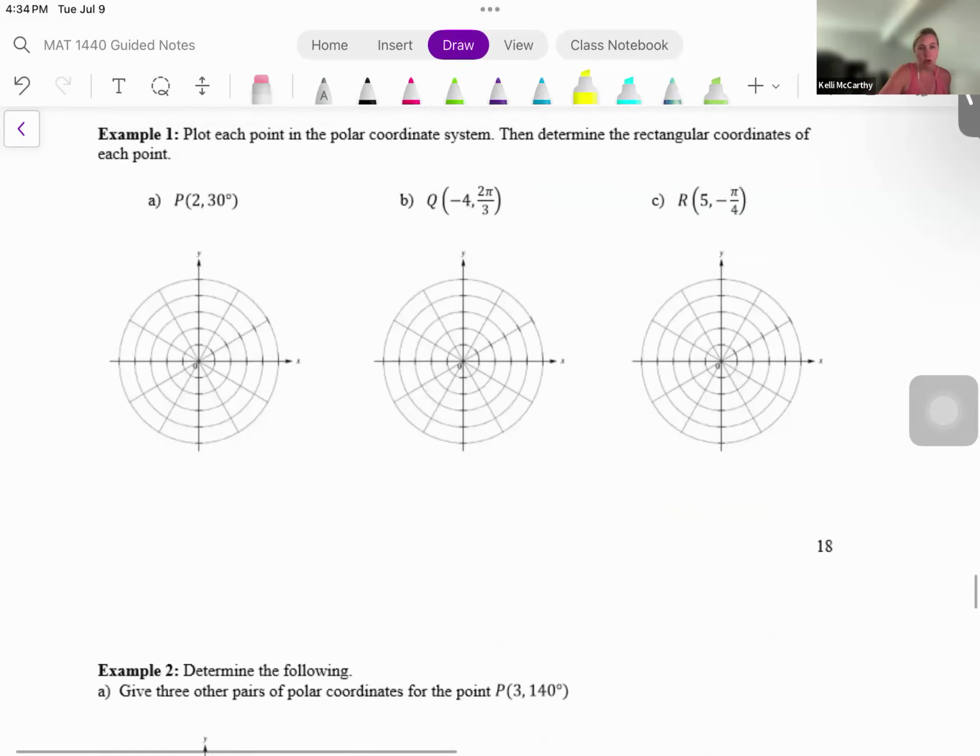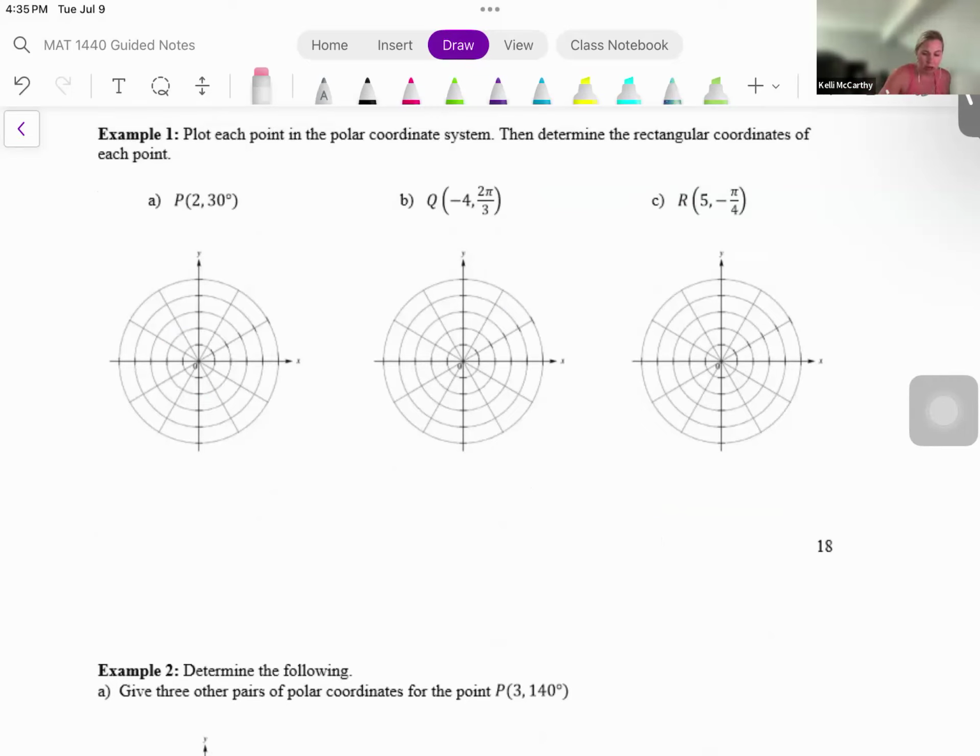So first, let's work on plotting some points in a polar coordinate system. Our first point is (2, 30 degrees). So we have a radius of 2. If we think about this, we're going to plot somewhere along this circle that has a radius of 2. But we're going to plot it at 30 degrees.